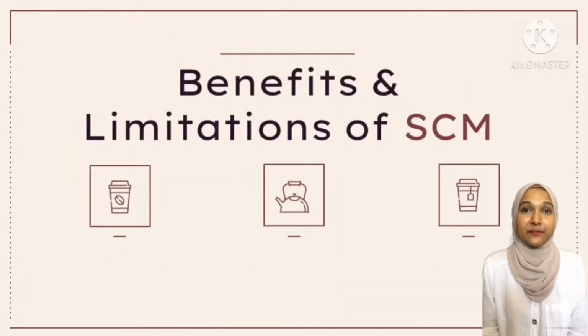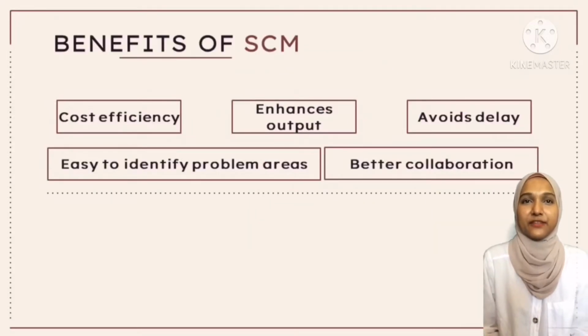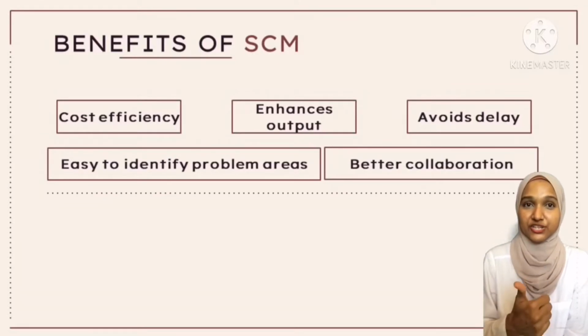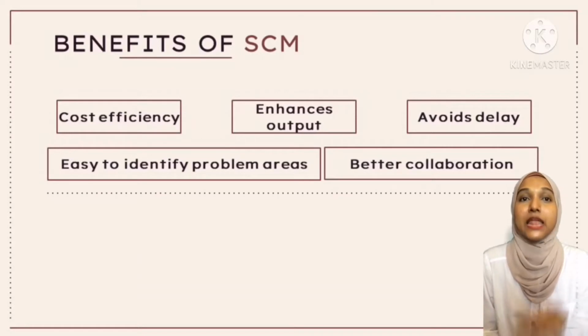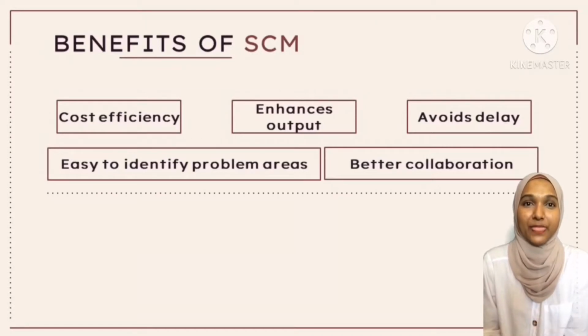Now, let's have a look at the benefits and limitations of supply chain management. Let's start with the benefits. Number 1, it is cost efficient. SCM aims to optimize all processes of business, which reduces production costs, packaging costs, warehousing and transportation costs, and avoids any wastage of goods by delivering on time. Number 2, it enhances output. SCM aims to maximize the overall productivity of production processes and ensures that all resources are effectively used. This is to avoid wastage.